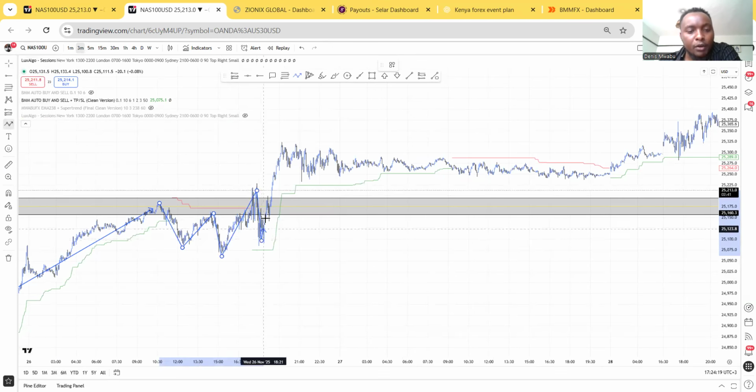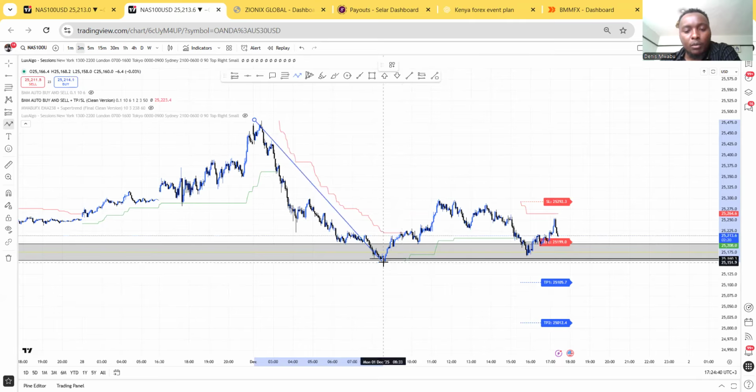The only time price came to interact with this zone is at this particular area. And when price came here, it never broke it to the downside. You can see price came, it pushed. So it shows that this is an area that still has great resistance or great support. And then it came here again, and it has not broken it. Price is still pushing up.